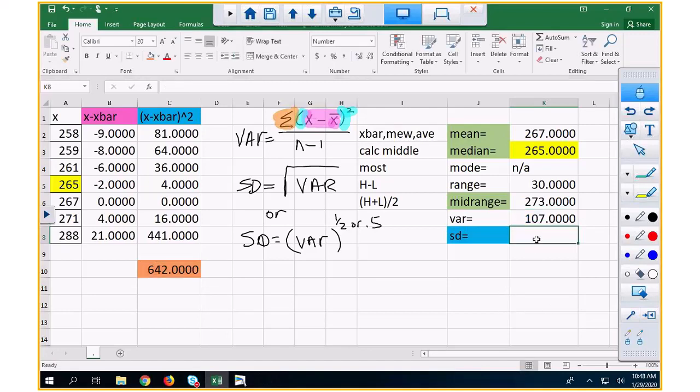The variance is 107. Means absolutely nothing to you. But to get the standard deviation, you have to have the what? Variance. So I'm going to take this key and raise that, shift 6 to the 0.5 power. And there is your standard deviation. Now, I'm going to put something besides standard deviation, and I call it spread.